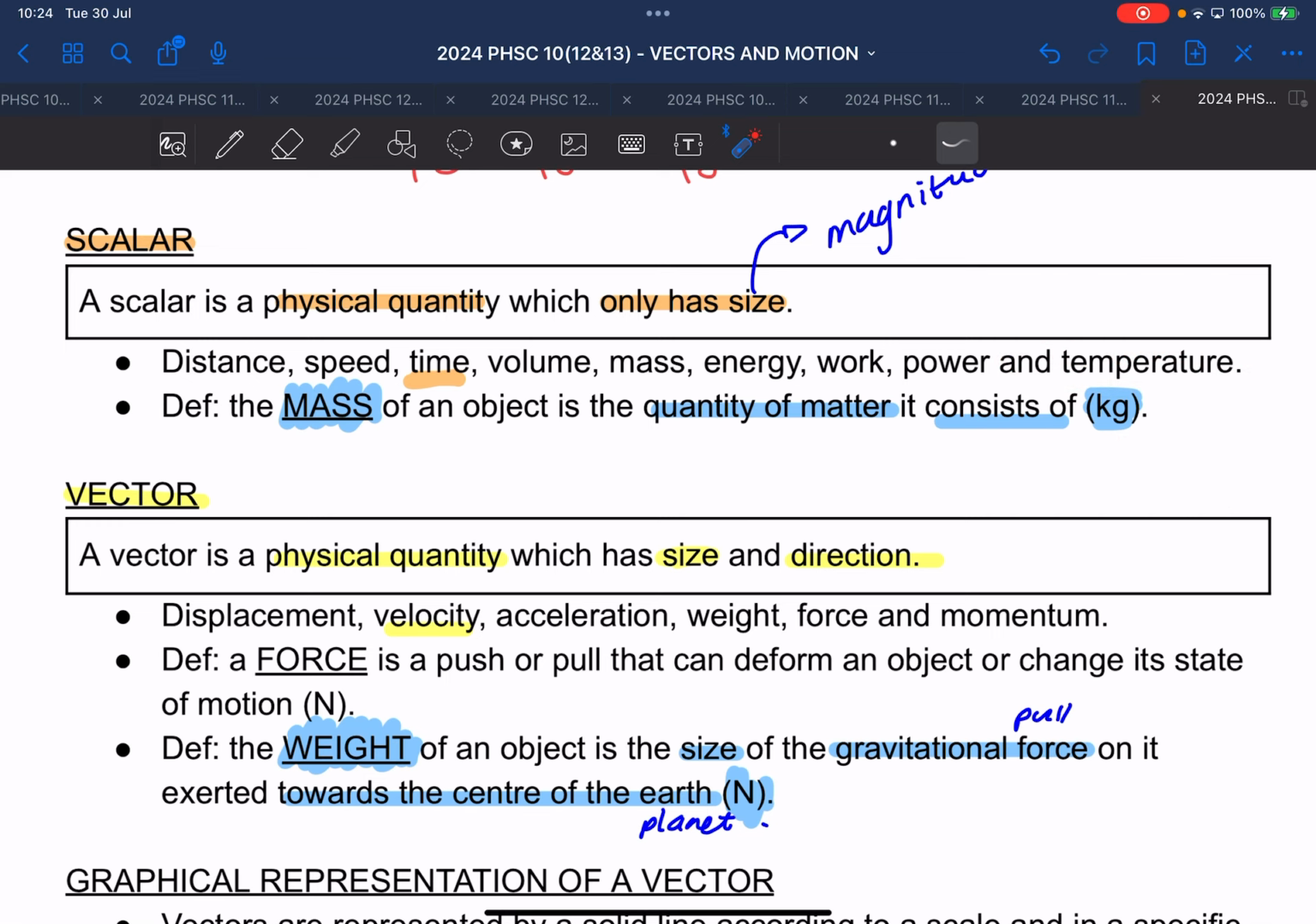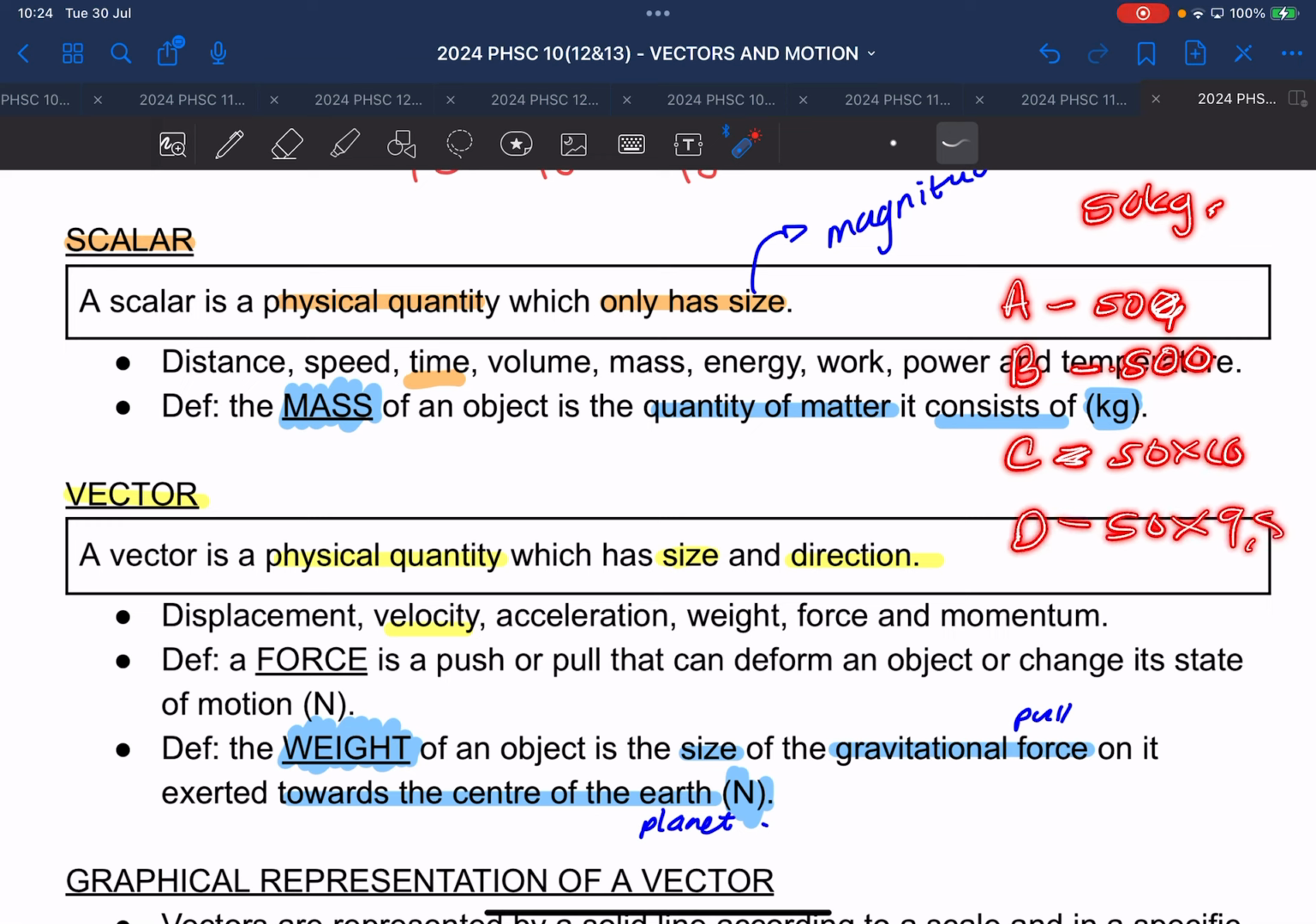Or I'll ask you a multiple choice question. On Earth, your mass is 50 kilograms. What is your mass on the Moon? Then I'll give you options: A, 50; B, 500; C, 50 times 10; D, 50 times 9.8. What will your mass on the Moon be? A. Okay, you get the idea?